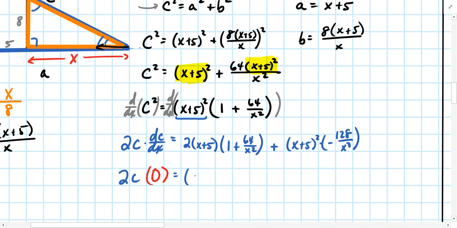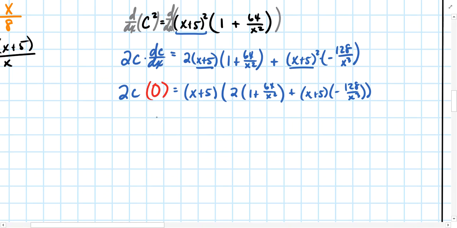So what I'm going to do first is recognize that x plus 5 is again a common factor, and so I see that here in this first term and one of those x plus 5s here in the second term. So I'm going to factor that out, and I'm going to show what's left behind. So we have 2 times 1 plus 64 over x squared plus another copy of this x plus 5 times negative 128 over x cubed.